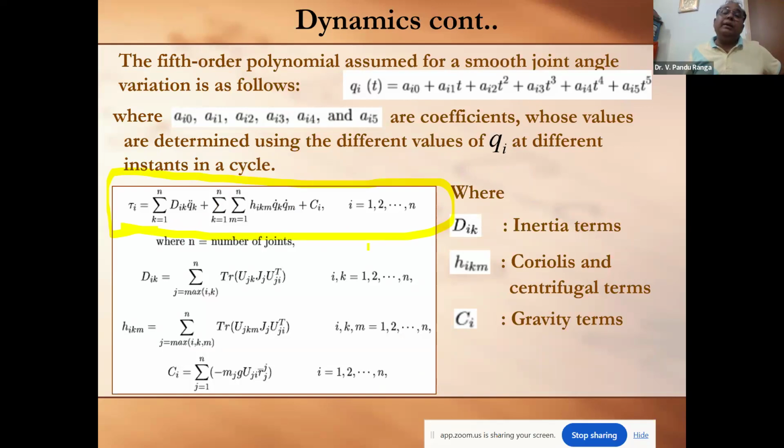It is obtained by using the Lagrange-Euler formulation. That is, tau_i is equal to the inertia term D_ik, the Coriolis and centrifugal term h_ikm, and c_i is the gravity term. Each and every term has its own expanded form. With this, we will be able to identify the torque required.